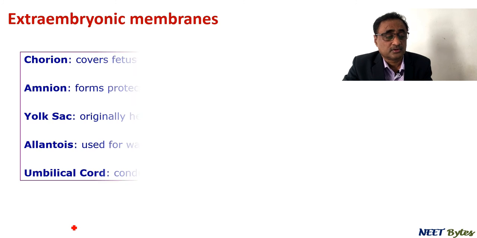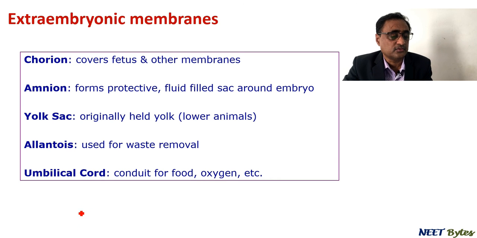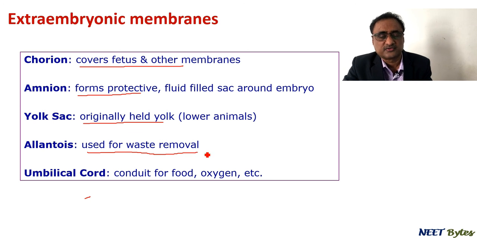Now there are 4 extraembryonic membranes that are formed. The chorion covers the fetus and other membranes. The amnion forms a protective fluid-filled sac around the embryo. The yolk sac is more prominently developed in lower animals. The allantois removes the waste material formed during development. And the umbilical cord provides food and oxygen to the developing fetus.